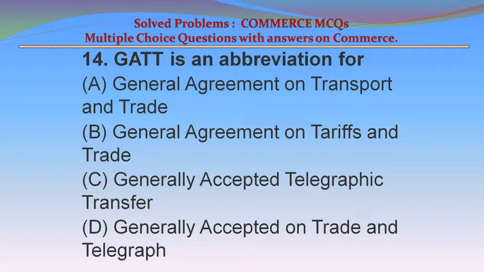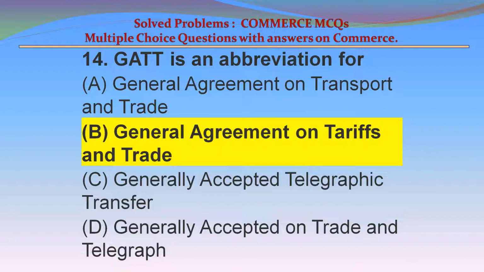14. GATT is an abbreviation for option A, General Agreement on Transport and Trade; B, General Agreement on Tariffs and Trade; option C, Generally Accepted Telegraphic Transfer; option D, Generally Accepted on Trade and Telegraph. Answer B, General Agreement on Tariffs and Trade.